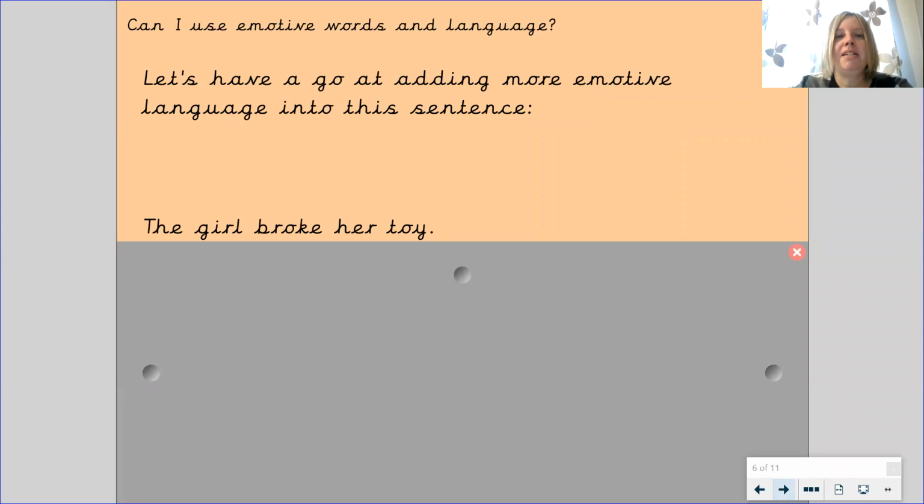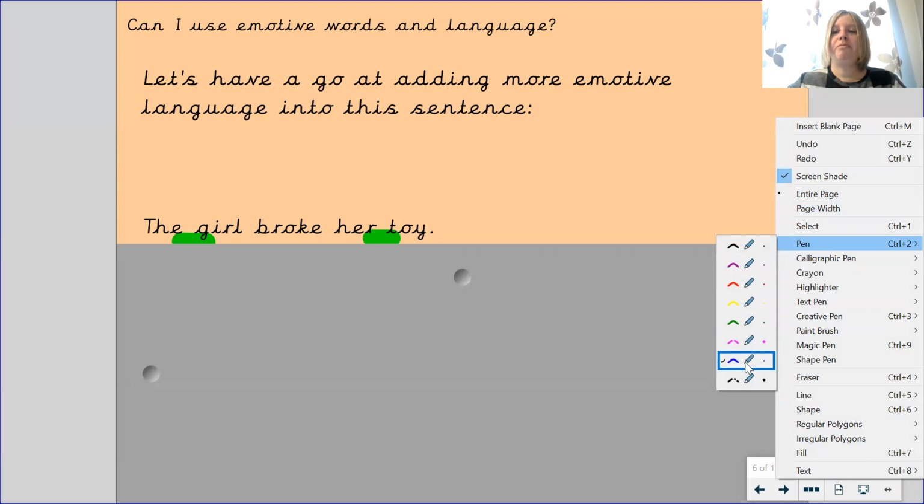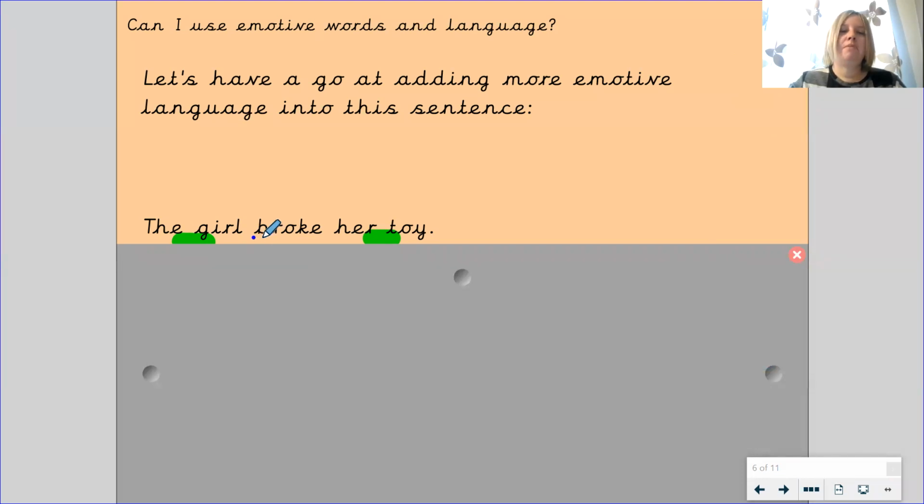Let's have a look at another sentence and see if we can add some more emotive language. The girl broke her toy. We can think about how we would describe the girl and how we would describe her toy using adjectives. Then we can think about maybe using a different verb to improve the sentence. Our verb is broke. I'd like you to pause your video and have a go at writing your sentence.